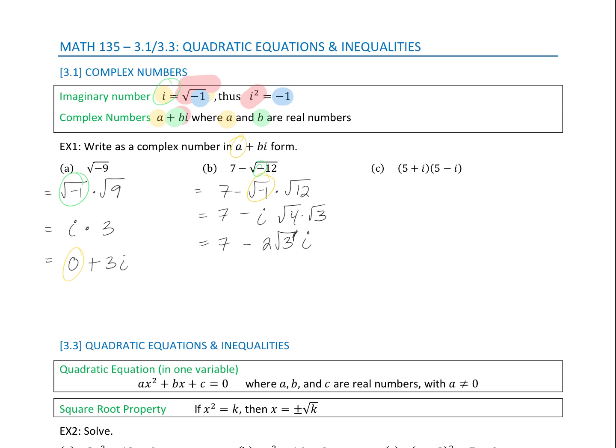Now be careful, notice I did this little tail on my radical. It's good to do that so you know that the i is not inside the radical. And again, that is in complex number form with the real number part of 7, and then the imaginary number part, 2 root 3i.